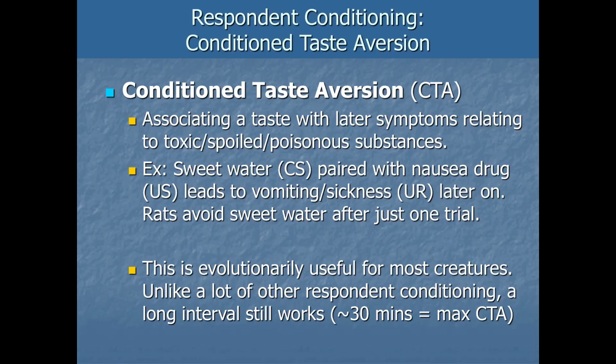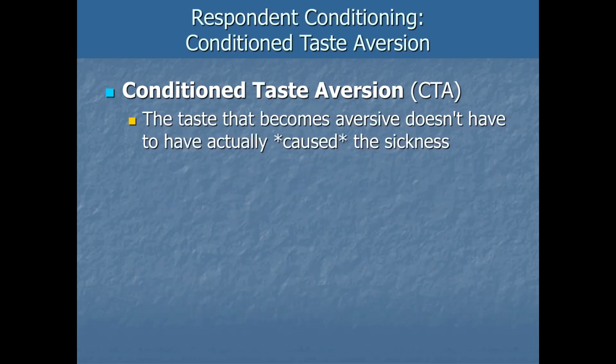But it actually works even if some hours have passed between eating and getting sick, which makes sense from a biological standpoint when you think about it. It can take some time for poison or spoiled food to create those symptoms of sickness. So the only way a creature like us or other animals could ever learn what foods to avoid is if we're able to make connections over fairly long periods of time, at least when it comes to food stimuli and sickness symptoms.